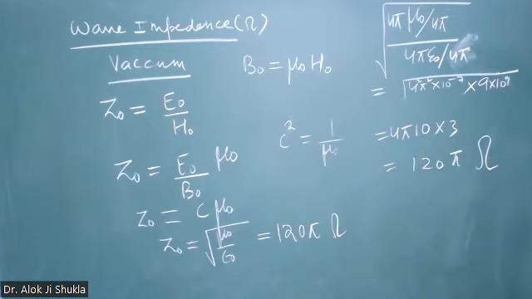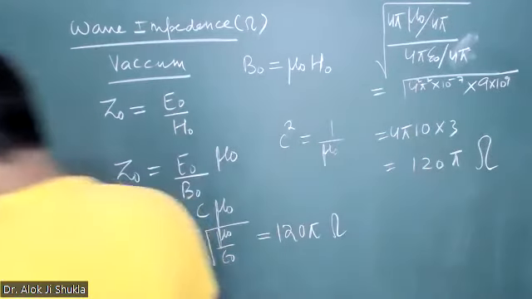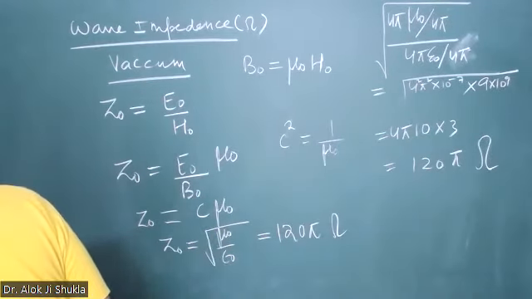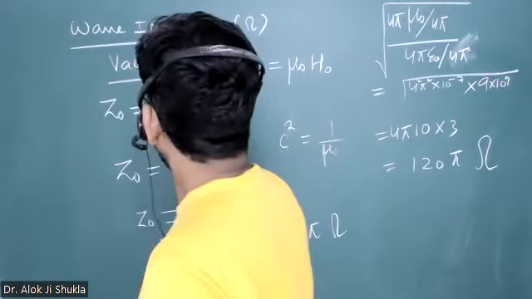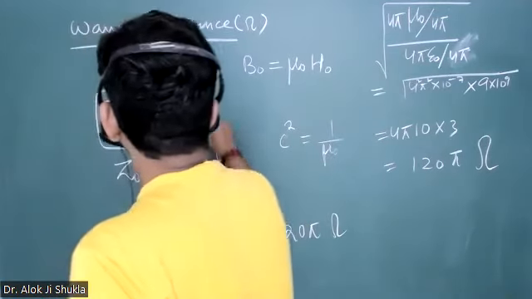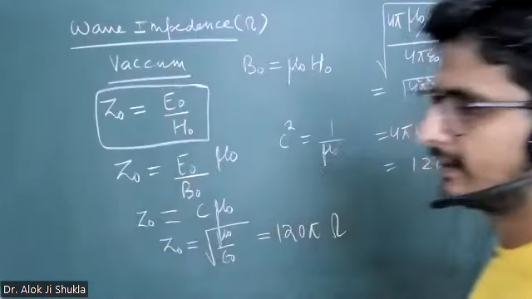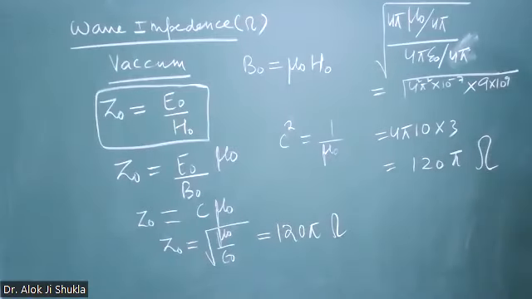समझ आ गया? Yes, sir. So this is called impedance of electromagnetic wave in free space. This quantity has the dimension of resistance. इसका dimension किसके equal है? Resistance. Okay? Yes, sir.